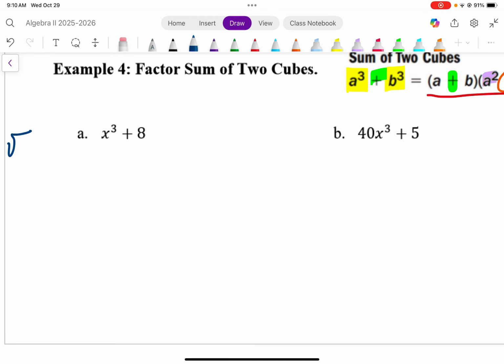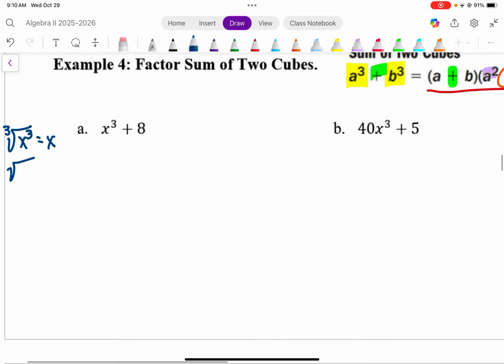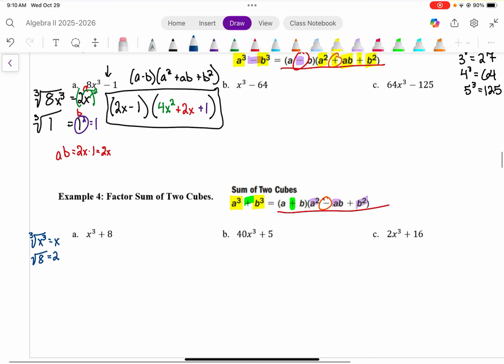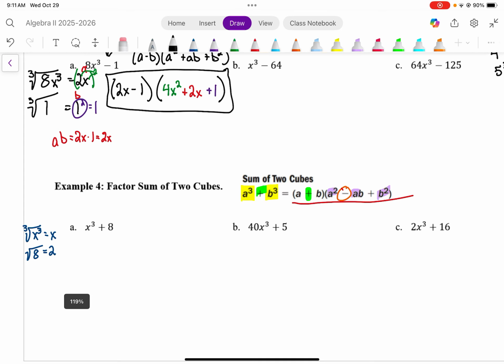So let's look. Let's try the cube root of x cubed, which is x, because we have 3 x's that are being multiplied, so we have that group of 3. Then the cube root of 8. And we did that one already. The cube root of 8 is 2. If you don't know that, you can do your factor tree to get groups of 3 or your calculator. And notice for both of these, the GCF was 1. So we didn't have a greatest common factor to factor out yet. You should always check for that.